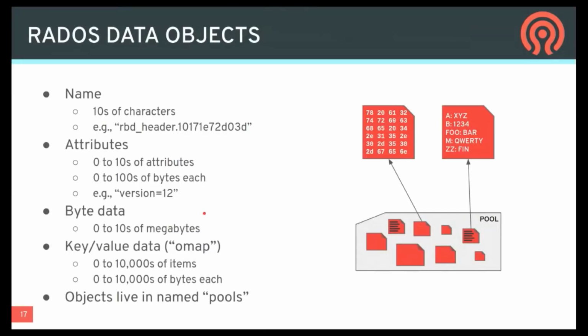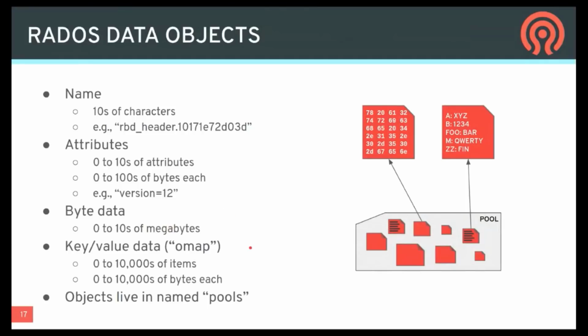You can store a bunch of bytes in it. Typically, objects can be a few bytes up to maybe tens of megabytes. On average, and by default, most objects are around 4 megs, but it can be sort of anything within that general range of sizes.